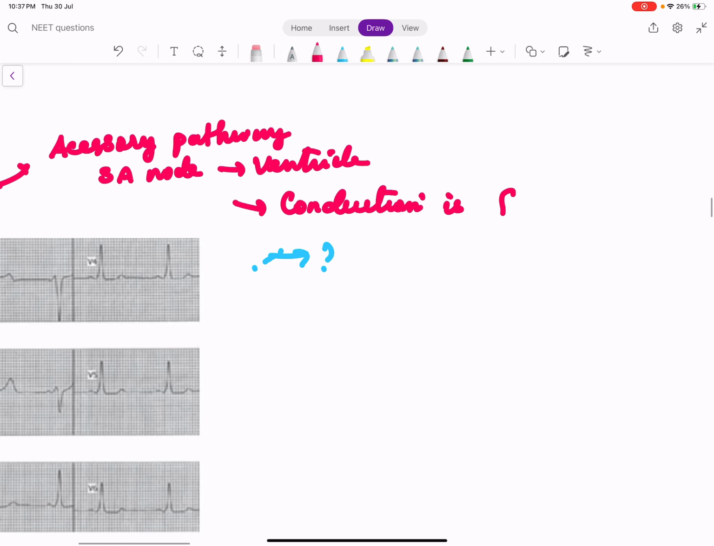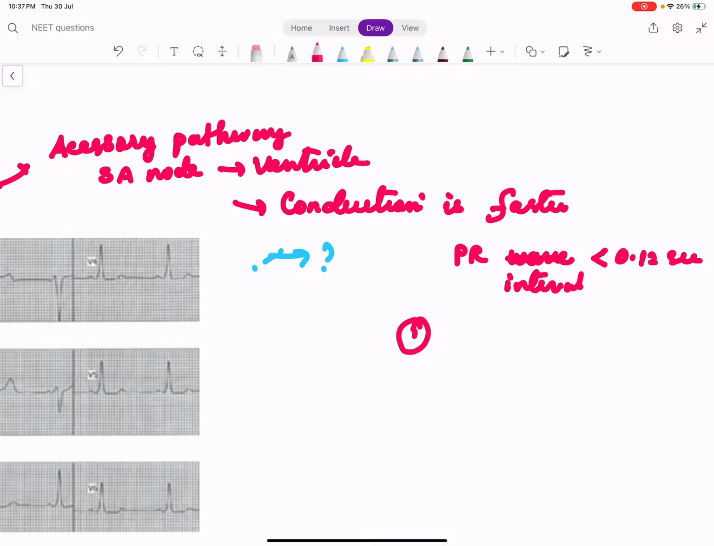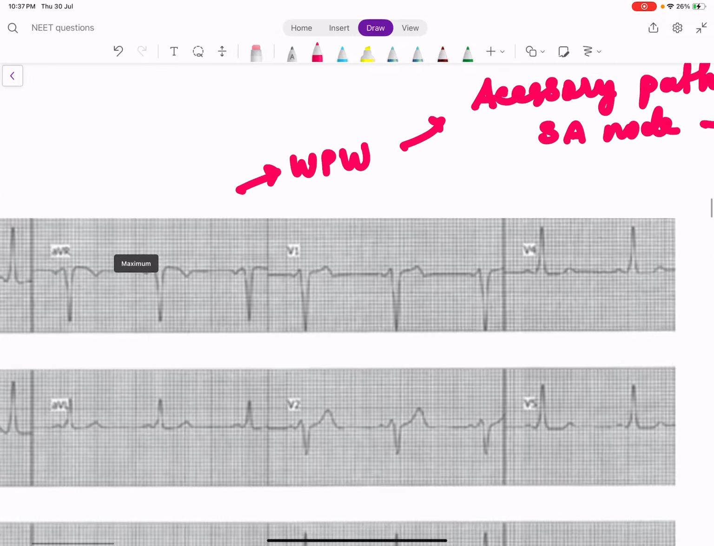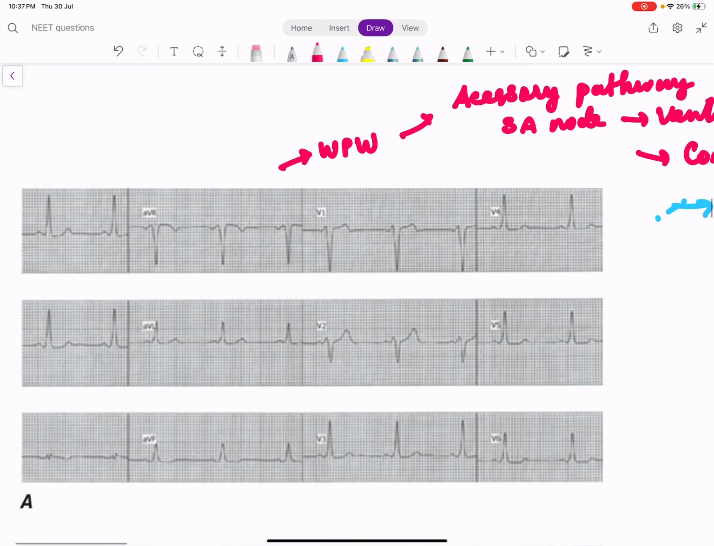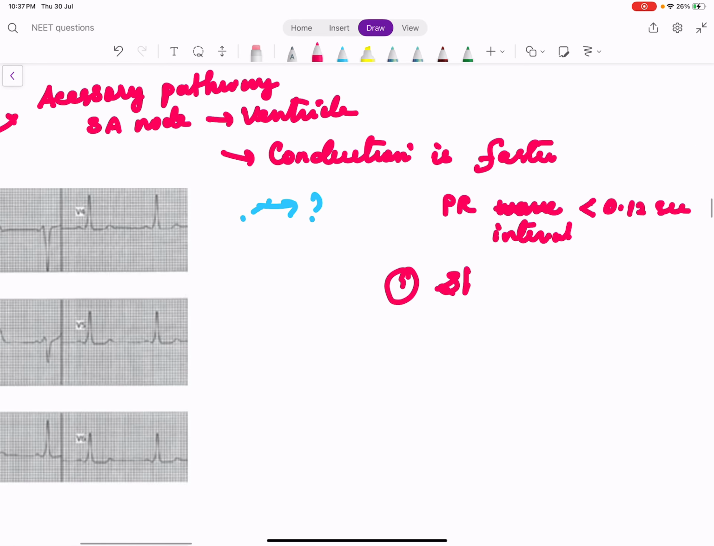So when conduction is faster, we know very well that the PR interval shortens. The PR interval will be less than 0.12 seconds. So we have a triad in Wolff-Parkinson-White. Hope you can make it out here. The PR interval is short. Short PR interval.